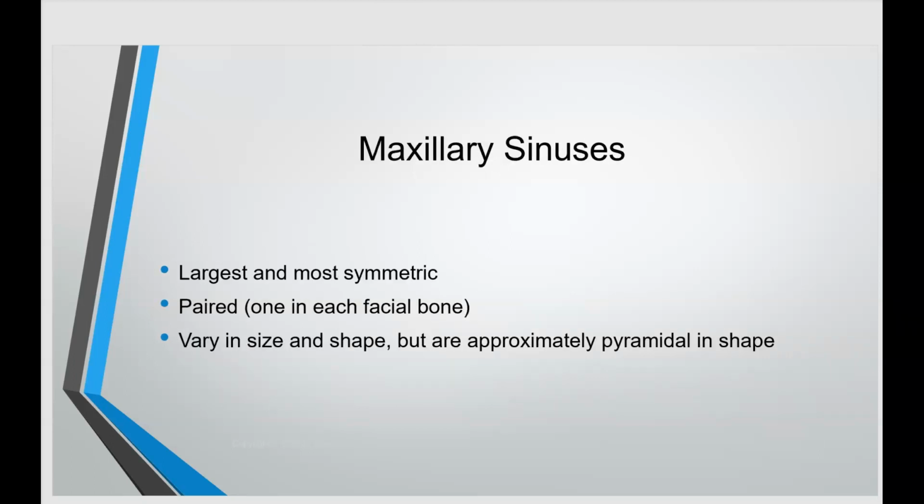Okay, the first we'll talk about is the maxillary sinuses. These are the largest of the sinuses, and they are the most symmetric. You have a pair of them, one in each of your maxillofacial bones. They will vary in size and shape on each side, but like it says, they're mostly symmetrical, and they are usually in a pyramid shape, an upside-down pyramid.